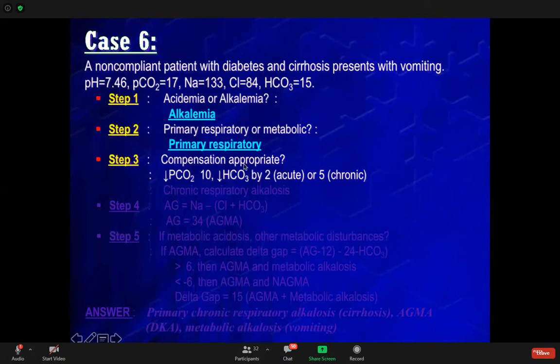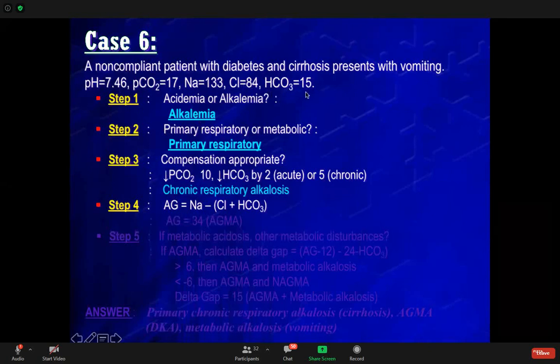So most likely this is chronic. So this is most likely an appropriate compensation. صح ولا لا? So we'll say yes, an appropriate compensation. And then the last step, step number 4, we're going to see your anion gap. نحسبها بالمعادلة اللي هو your sodium minus the sum of your chloride plus your bicarb.